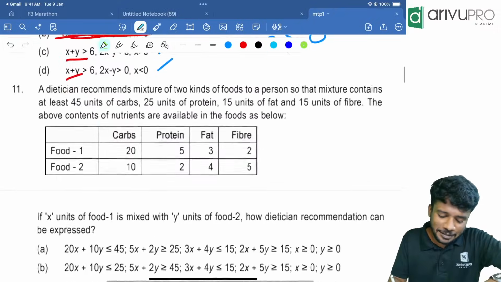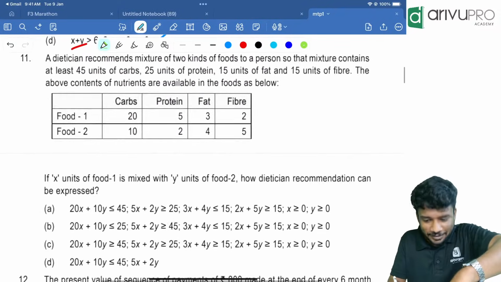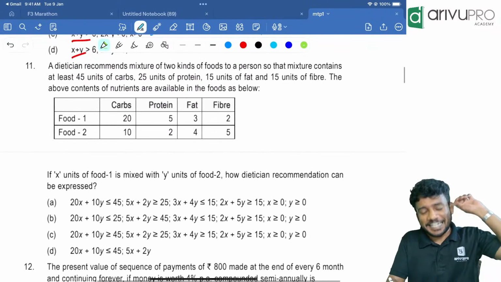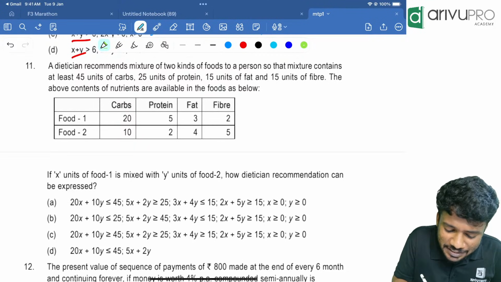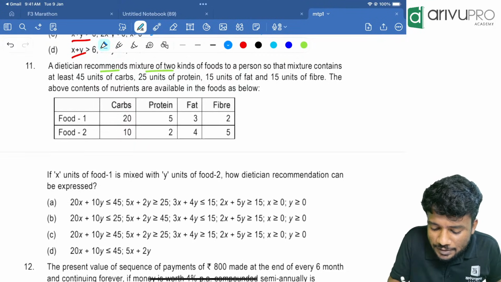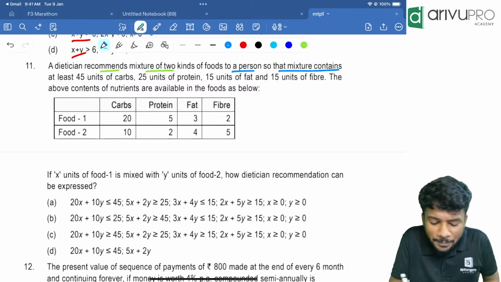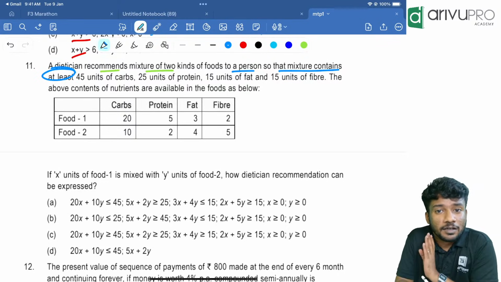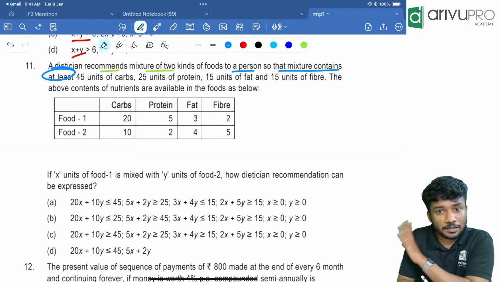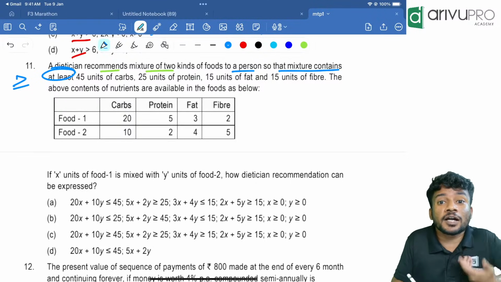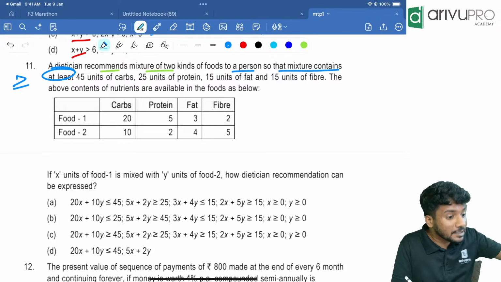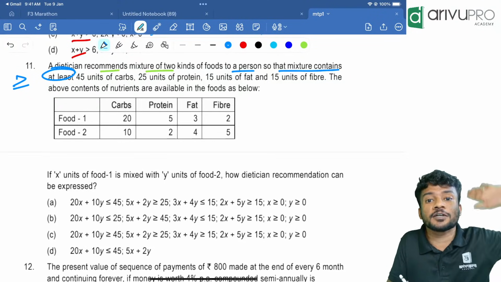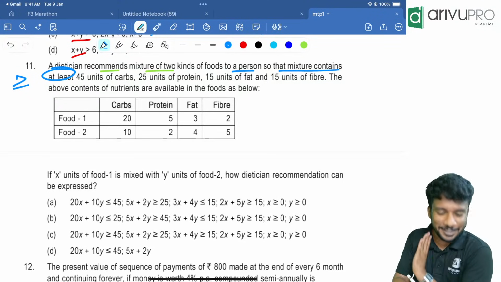It's always better to solve everything in the class than as homework, right? Yes. Now, the next question. A dietitian recommends a mixture of 2 kinds of foods to a person so that the mixture contains at least, meaning what type of at least? Greater than or equal to. At least 200 marks you should get means you should get greater than or equal to 200 marks to pass the examination. Similar to that.